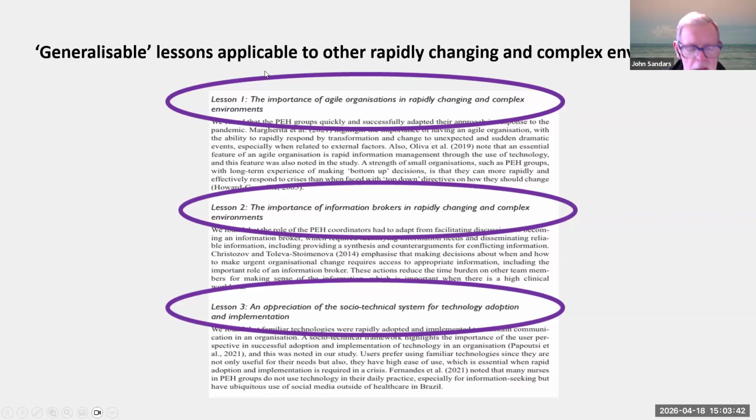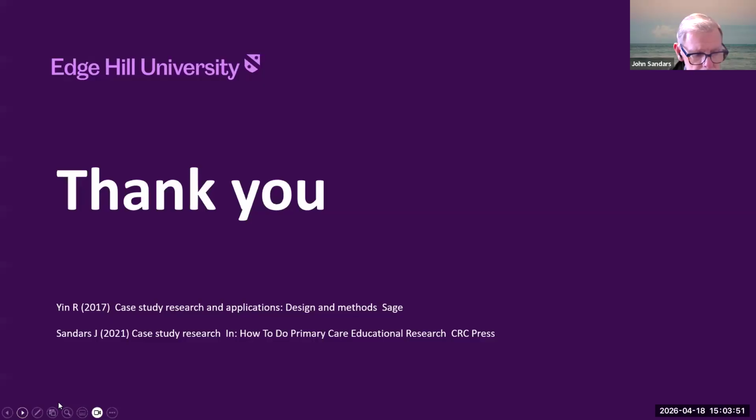So these were interesting aspects which could be used in other areas and are generalizable. So that's my talk about case study research. I hope it was interesting.